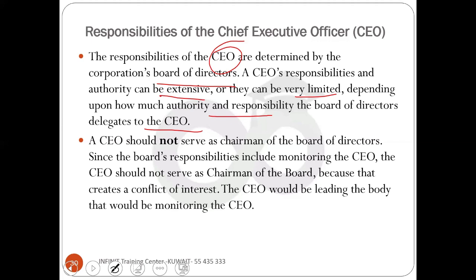So how much is delegated by the board of directors on them? Based on that, the responsibilities of CEO may vary.